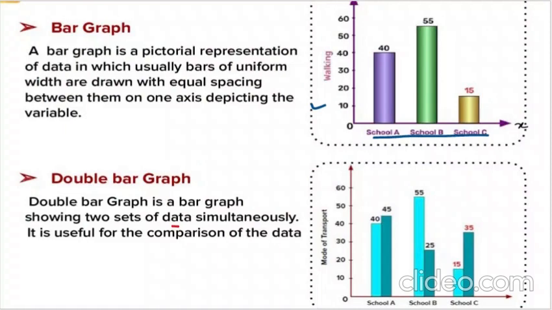Mathematically, you will say that a bar graph is a pictorial representation of data in which usually bars of uniform width are drawn. So whatever number of bars, the width of all of them should be uniform. It is not that one is thin and one is thick, no. All the bars should have equal width, and the space between two bars should also remain the same. That is a bar graph.